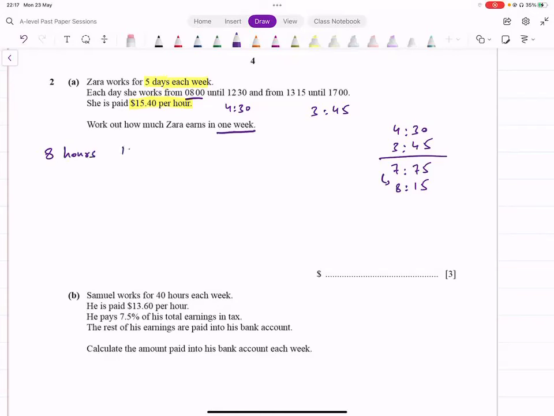Then you've got 15 minutes. 15 minutes को हम convert कर लेते हैं hours के अंदर. क्या करेंगे? 15 over 60. What is that going to give us? That's going to give us 0.25.